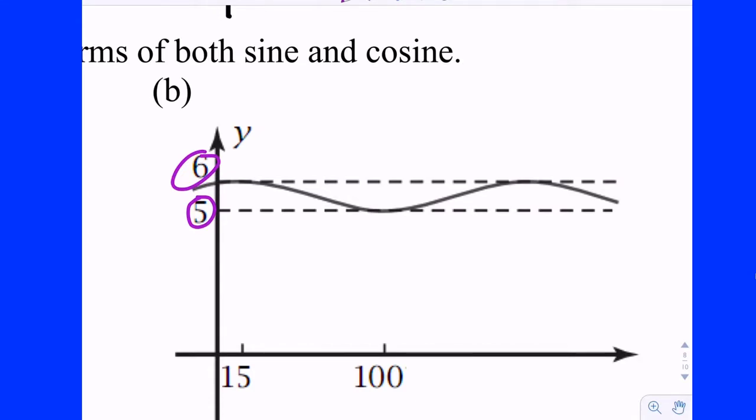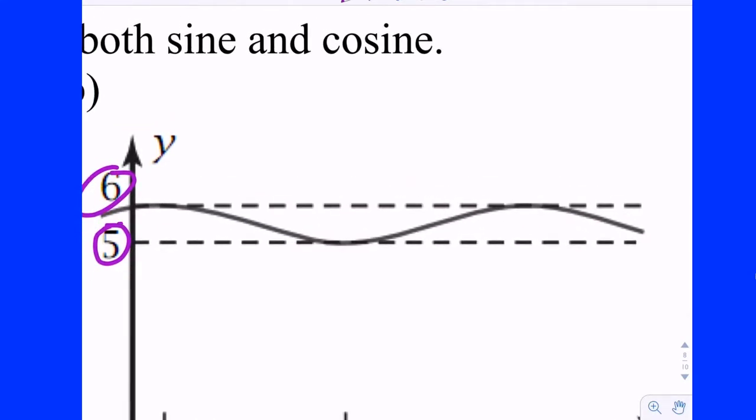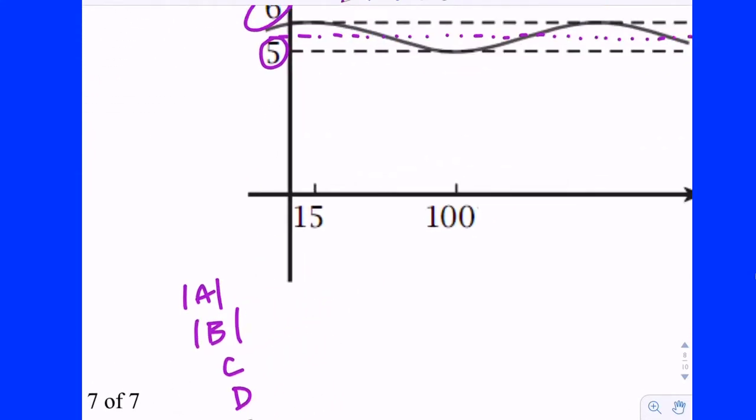So if the high point is 6 and the low point is 5, what's the distance between 6 and 5? 1. Is that the amplitude? No, the amplitude is not the distance from high to low. The amplitude is half the distance from high to low, right? Because there's a sinusoidal axis that runs right through the middle. Okay, so if you draw something right through the middle, there's your sinusoidal axis.